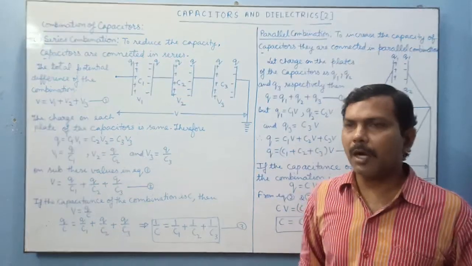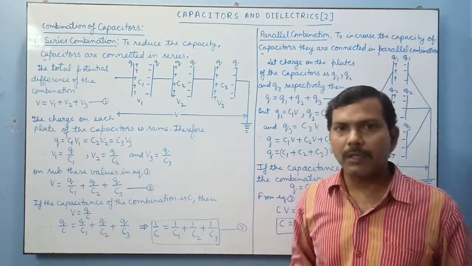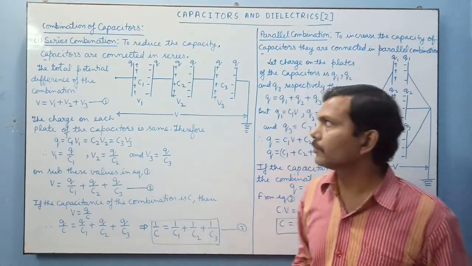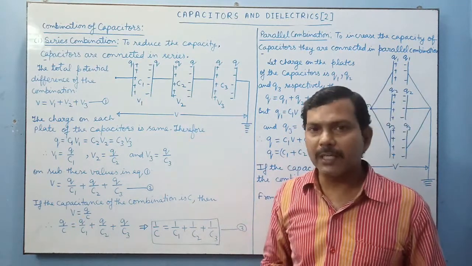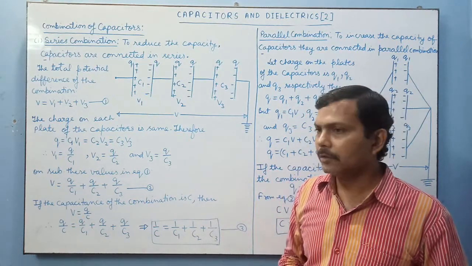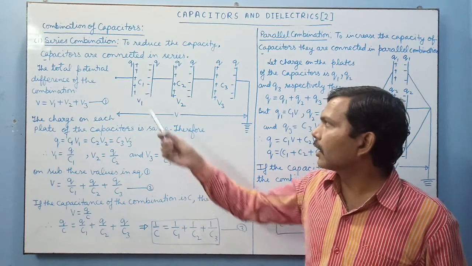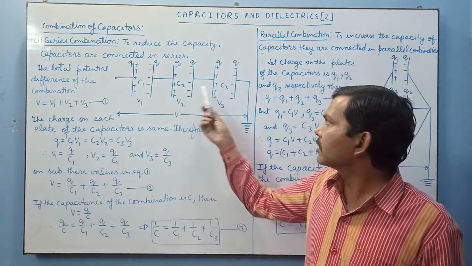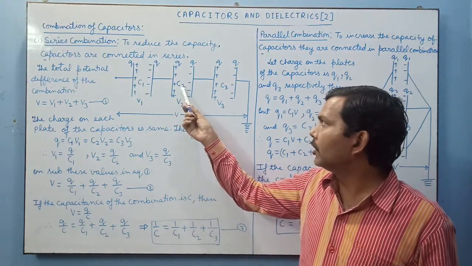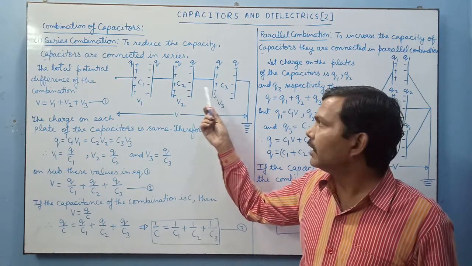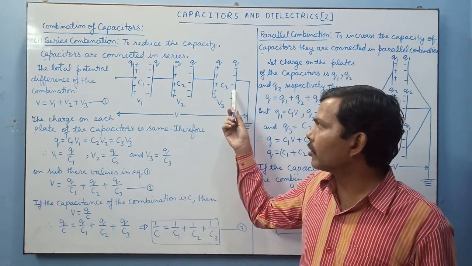Next is combination of capacitors. Number one is series combination. To reduce the capacity of the capacitors, they are connected in series combination. Here there are three capacitors having capacity C1, C2 and C3 respectively. They are connected in series combination.